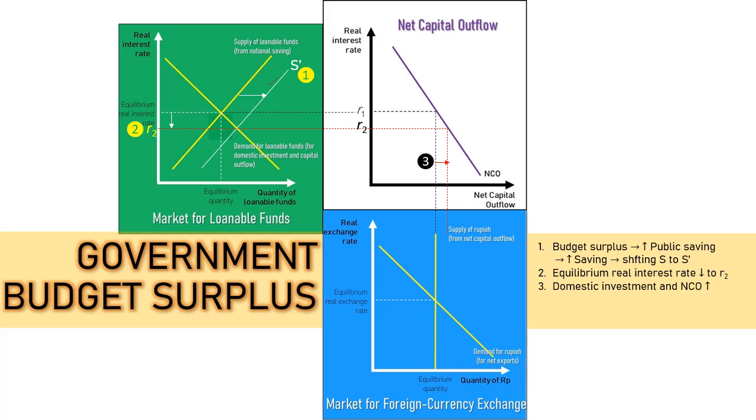Then with more NCO, we get the fourth condition, which is the situation in the last diagram. More NCO leads to the shifting of the supply of rupiah to the right to SRP prime, resulting in a lower real exchange rate equilibrium at E2, which is our last condition in this situation. So what's the conclusion? With a government budget surplus, we have a lower equilibrium real interest rate. That's one thing. And secondly, we have more domestic investment, more net capital outflow, and more quantity of rupiah in the market. And lastly, we have a lower real exchange rate equilibrium.